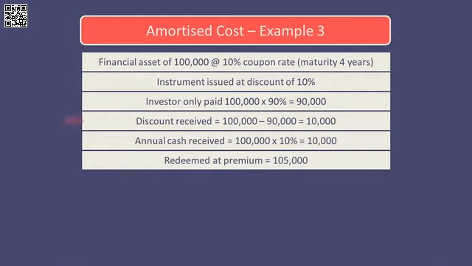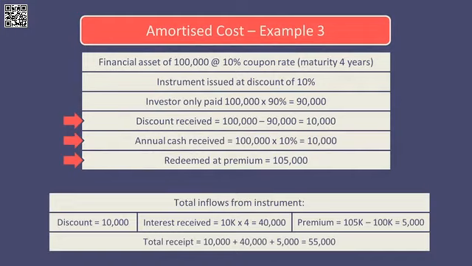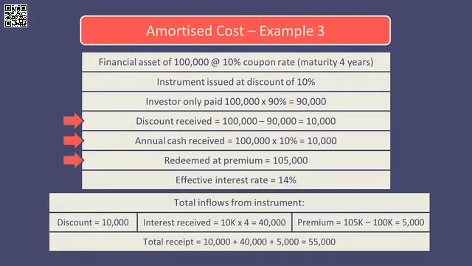Now we're earning some from the discount, that happens right at the start. We're earning some from the coupon, which happens throughout the life of the instrument, and we are earning some from the premium on redemption, which happens right at the end. Now, just as we do with depreciation on property, plant and equipment, we ignore when these amounts actually occur and we just spread them over the life of the instrument. And so this works out as an effective rate of 14%.